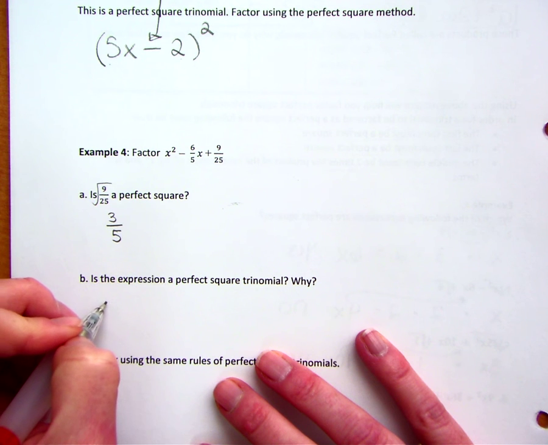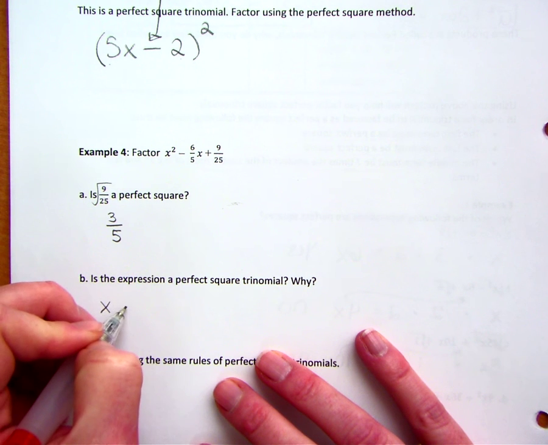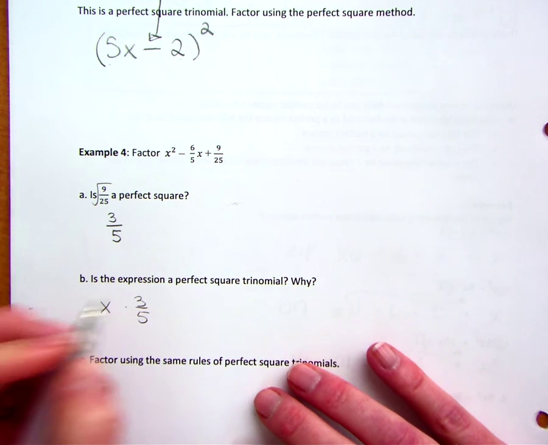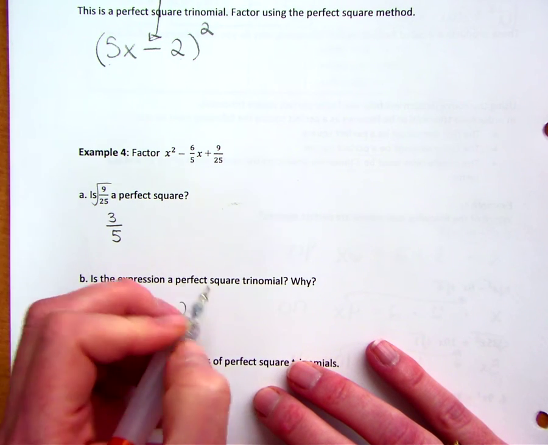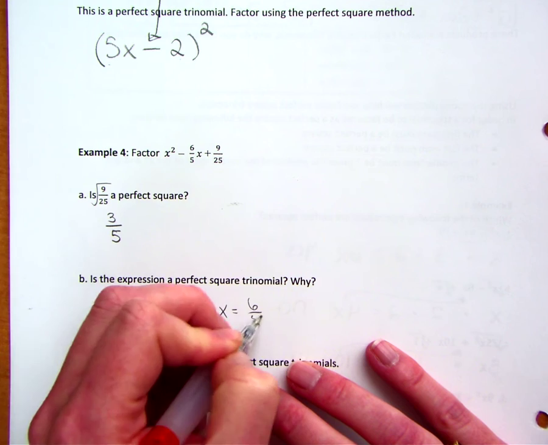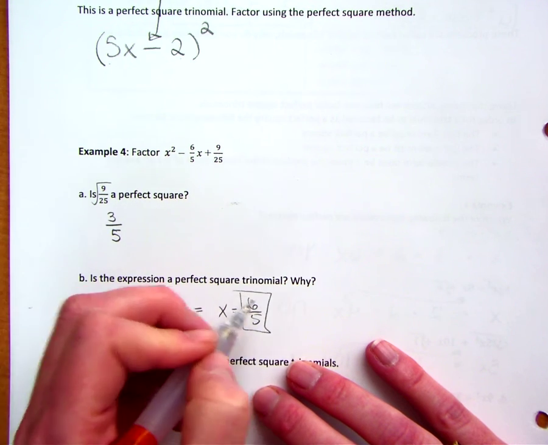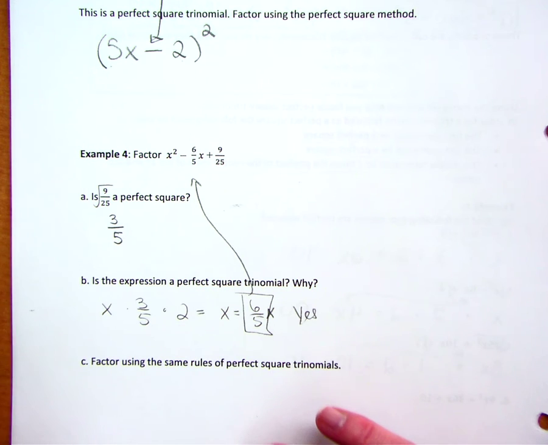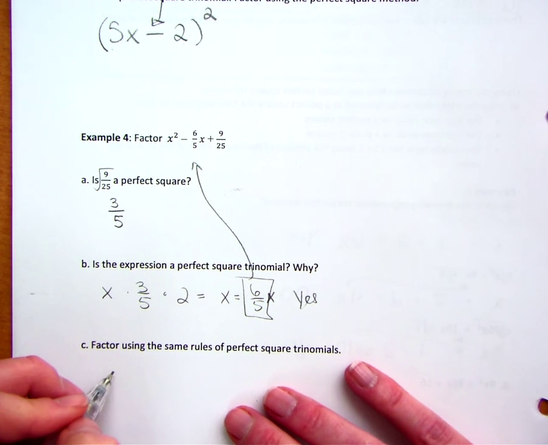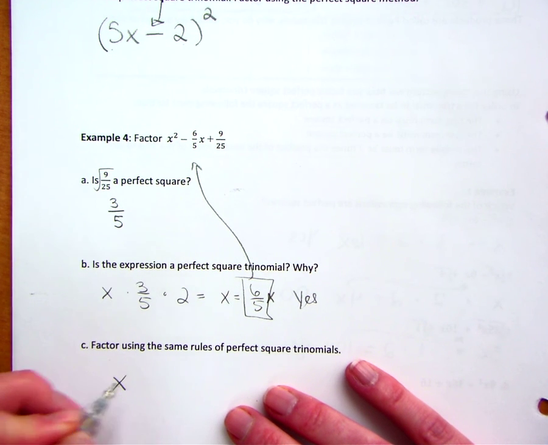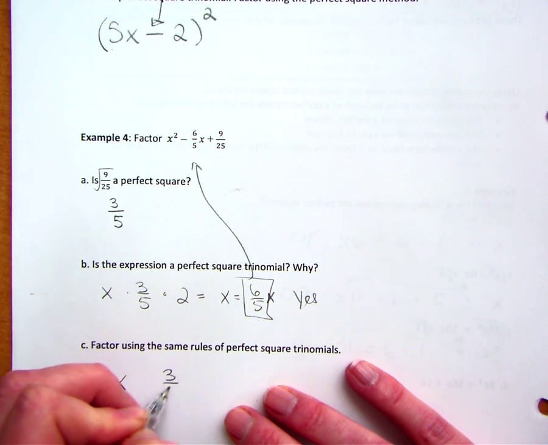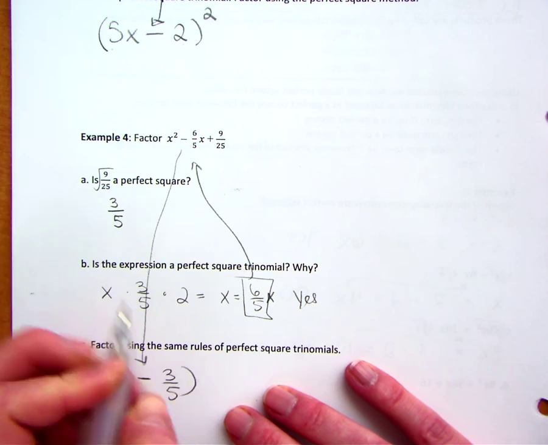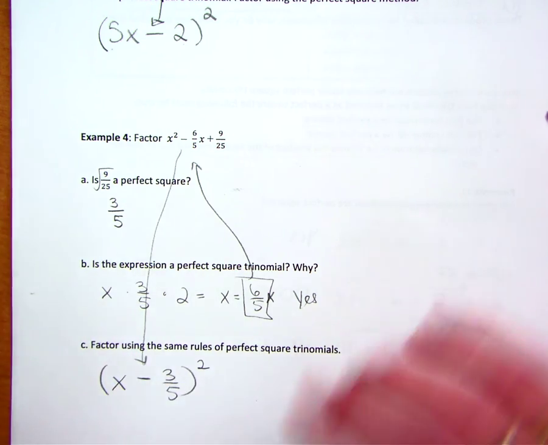The square root of the first term is x. The square root of the last term is 3 over 5. And we multiply by 2 and we get 6 over 5x. Is that the middle term? Yes. Okay, so now we're going to use our factoring. The square root of the first term is x. The square root of the last term is 3 over 5. The sign of the middle term is negative, so we have x minus 3 over 5, squared.